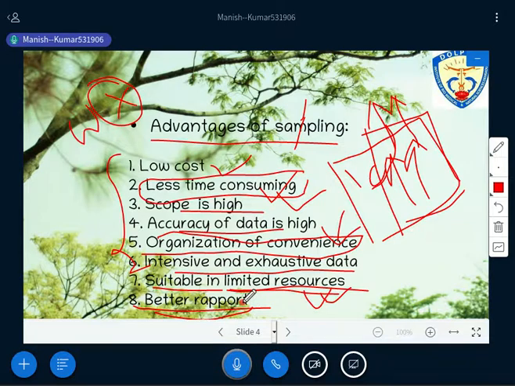So if there is a limited number of people, you can easily establish a good relation between you and the person. But if it is a large population, with a large number of individuals, it is very difficult for an individual to establish a harmonious, good relation with each person, isn't it? So because of that, you can use sampling. Sampling has an advantage in that regard.